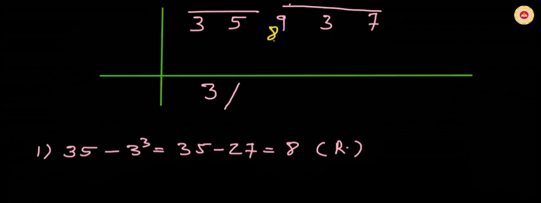Write remainder 8 as a prefix to the next digit in the dividend, which is 9. Now read this as 89 and not 8 and 9 separately. Now friends, let us write the divisor. How to write the divisor? Simple.